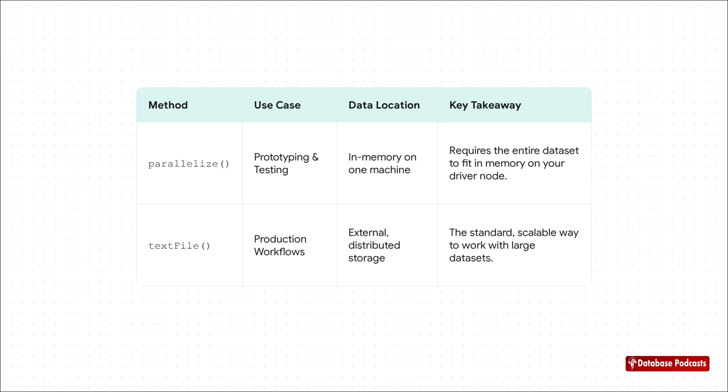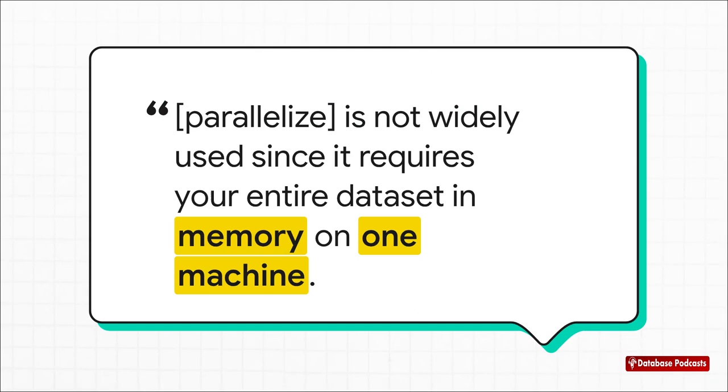Now, compare that to textFile. It's built for production. It expects the data to be out there in some distributed storage. That's how you get scalability. This quote really just hammers the point home. Look, parallelize is a fantastic tool for learning and for testing, but it has that one major limitation. If your data is too big to fit into the memory of one computer, you just can't use it. It's a total non-starter for any real-world app.